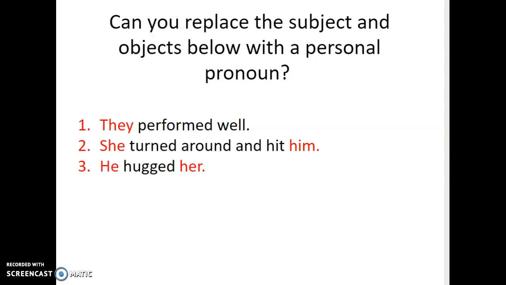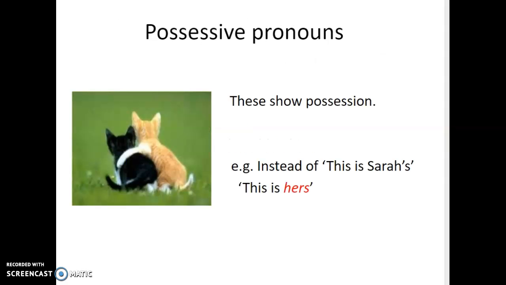The second type we're going to look at is possessive pronouns. Quite simple these. Possessive pronouns just indicate possession. So for example, instead of this book is Sarah's, this is hers. This car is Tom's, the car is his. So it's replacing the noun when it's indicating possession there.